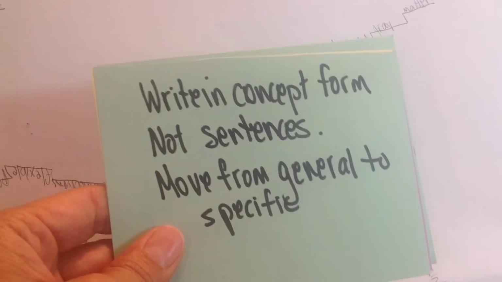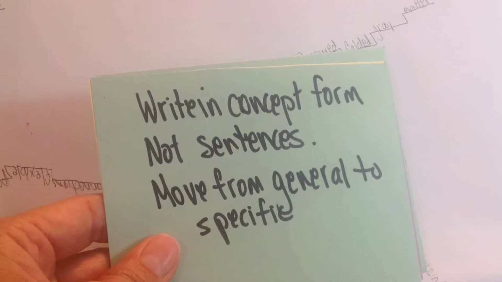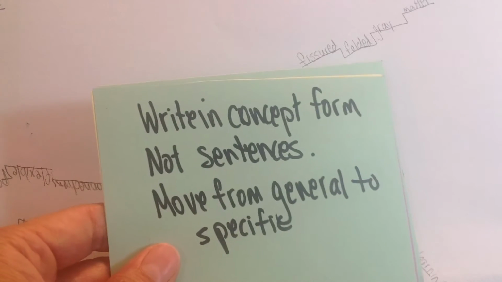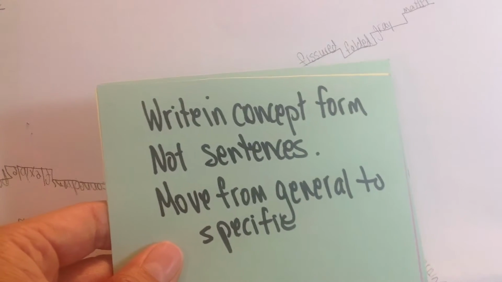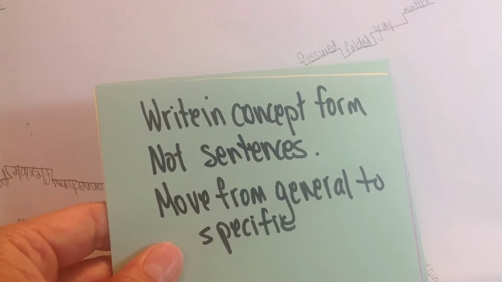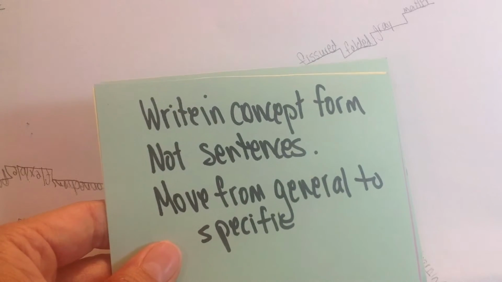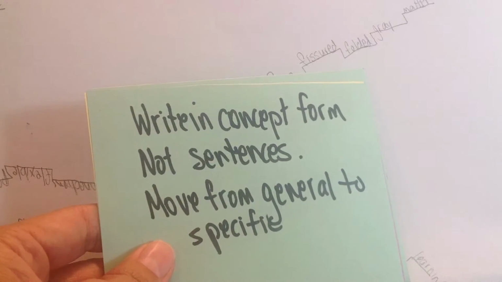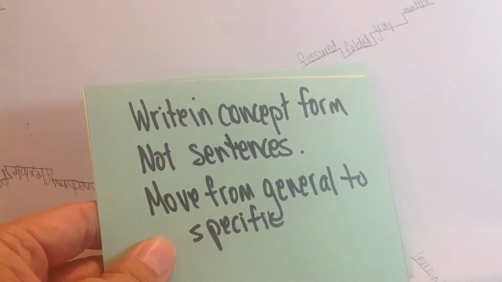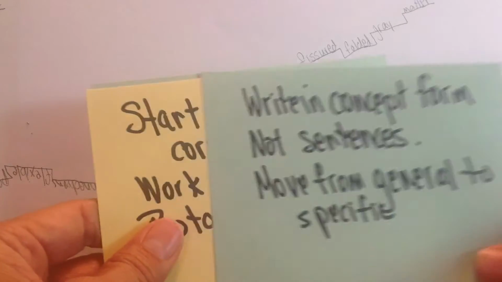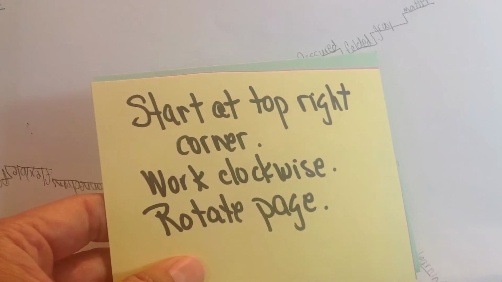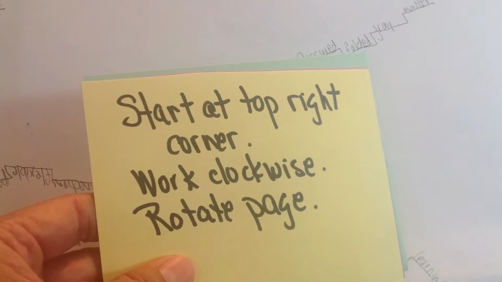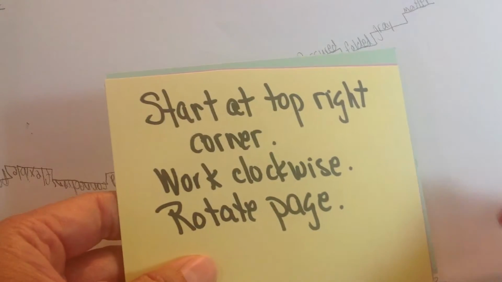The next guideline is to write in concept form. Do not use full sentences. Information should move from general to specific. So the branches are growing outward from the main category. Once you've written everything about the subheading, go to the next one and repeat until the whole section of work has been Metacog mapped. The next guideline is start at the top right-hand corner of your paper and work clockwise, rotating the page.